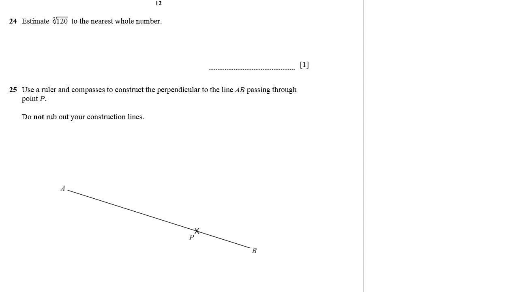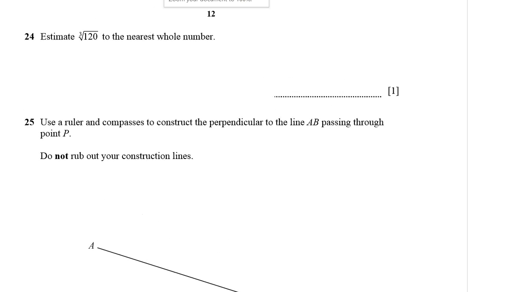Number 24. Estimate the cube root of 120 to the nearest whole number. Of course, estimation means what number can you multiply 3 times to get a figure that is around 120. Of course, we can start with 4. 4 times 4 times 4. 4 times 4 gives 16, and 16 times 4 gives us 64. Okay, it's short of 120.